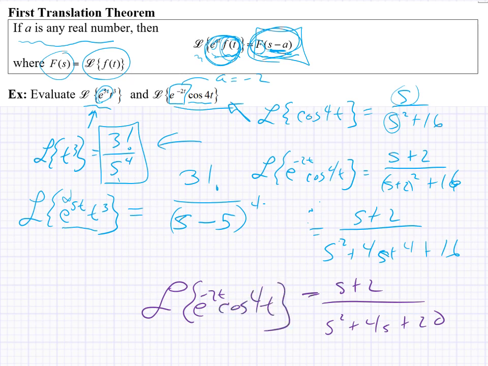So this first translation theorem really does come in handy to do a lot of these Laplace transforms, especially ones that are a little more involved than just a function or just an exponential, but a product of the exponential times some other function. Now if you look at it, it has to be the exponential times f of t. So you have to know how to do this, and if you're multiplying it by the exponential, we can then come up with the answer.